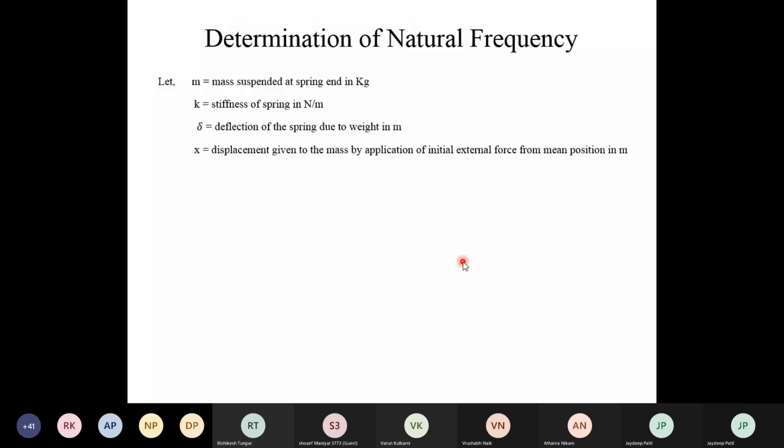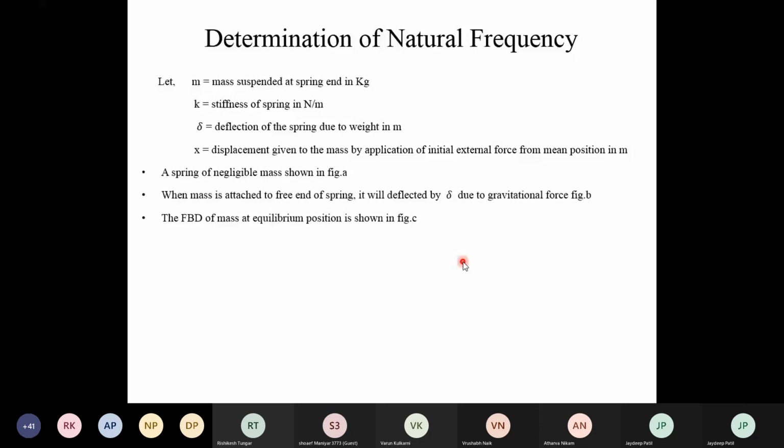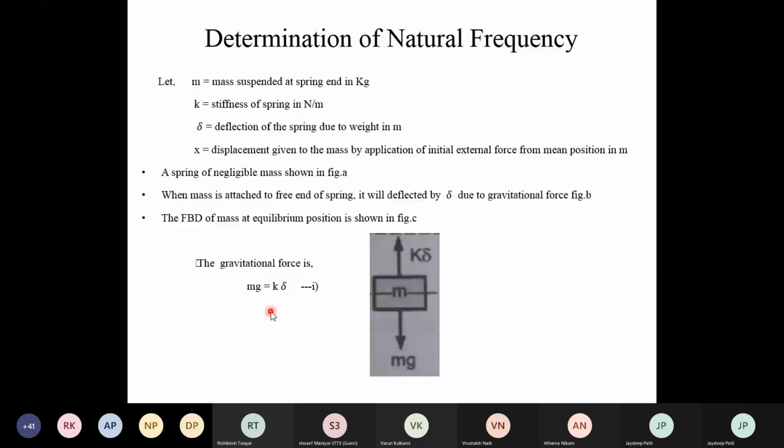Now the description is given here. What is meant by M? What is meant by K? What is meant by delta? Delta is the deflection of the spring due to weight, and X is the displacement due to the applied force. Now this is the equation you will get when the mass is attached at the end of the spring. This is equation number 1: mg is equal to k delta. This is for figure number 3.